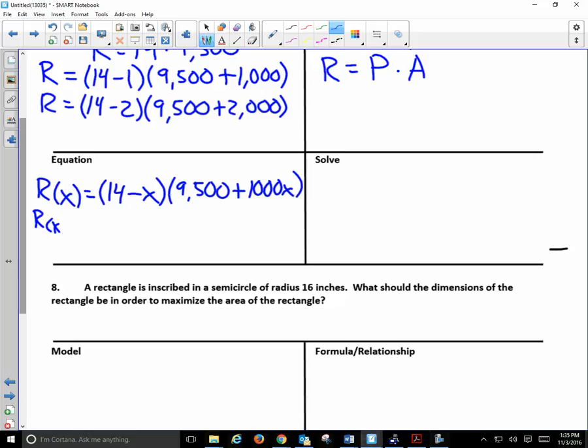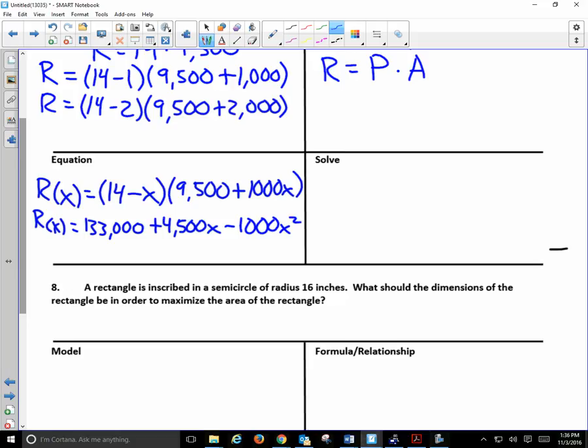R of x is equal to 14 times 9,500, 133,000. Let's multiply the inside and the outside. 14 times 1,000 is 14,000x. And then negative x times 9,500 would be negative 9,500x. That'll be 4,500x, minus what? X squared. Sweet.